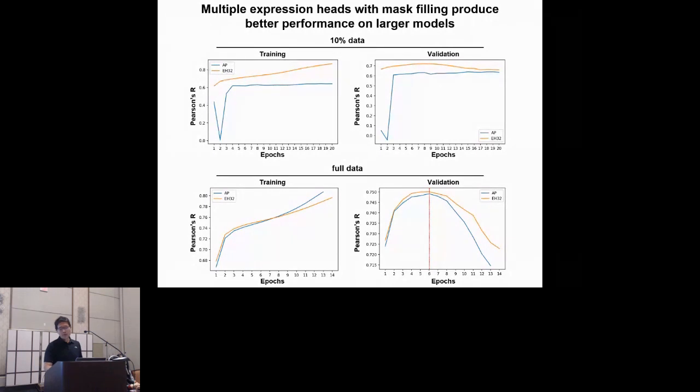We used the checkpoint after the epoch when the validation Pearson's R was maximized. Similar to what we saw with 10% of the data, multiple expression heads with mask filling gave better performance than global average pooling on the validation data. We used a kernel size of 10 and 32 expression heads in the final model. The final model has around 47 million trainable parameters, far larger than the number of samples.